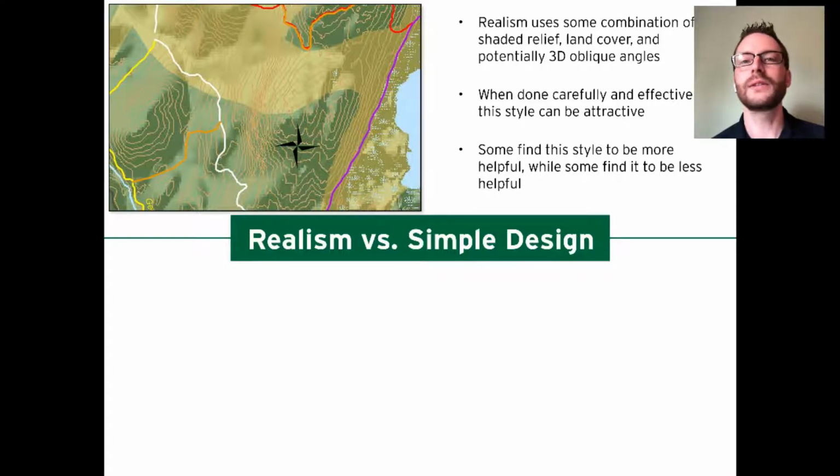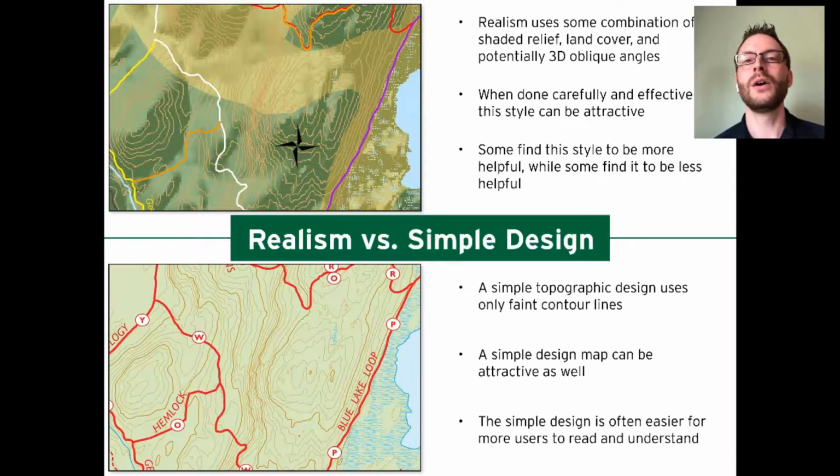For use out on the trail, some users find this style to be more helpful, while some find it to be less helpful. If not designed properly, especially when shaded relief and contours are combined poorly, novice users can be negatively impacted by a busy background, and experienced users can also be negatively impacted by being unable to easily refer to contour lines. On the other hand, a simple topographic design uses only faint contours to show the terrain and generally has a cleaner map background. This style can be very attractive as well, in part due to its simplicity.